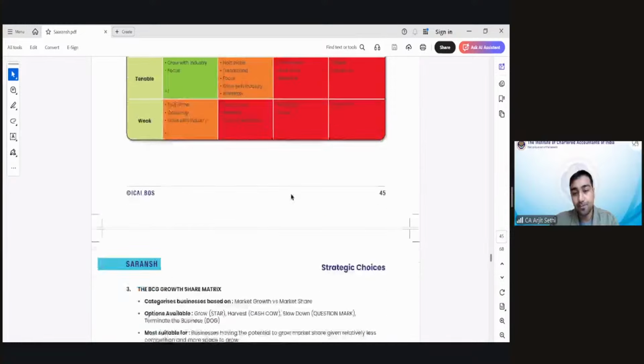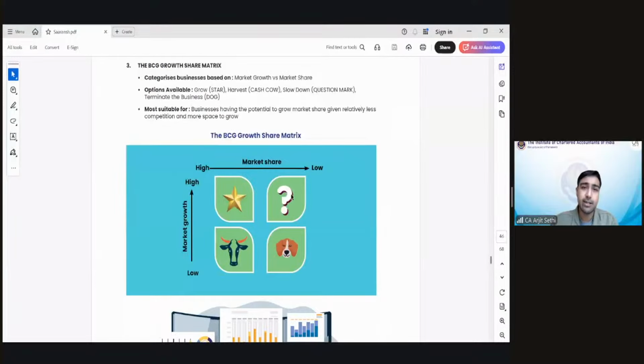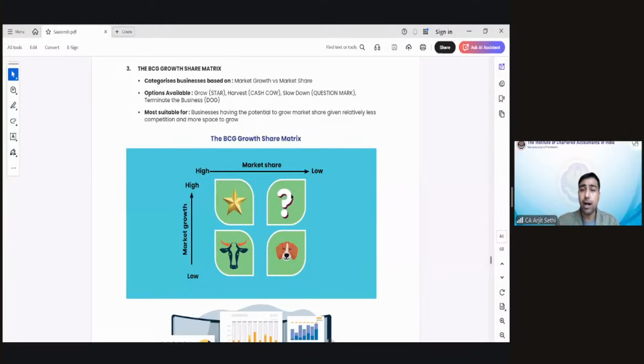अब आता है BCG matrix. It gives you market share versus market growth. Market share versus market growth. Okay. Now, let me explain this in a very interesting way, my friends. आपको बड़े इंटरेस्टिंग तरीके से समझते हैं इसको. Let's see if you have understood this topic in this way ever or not.